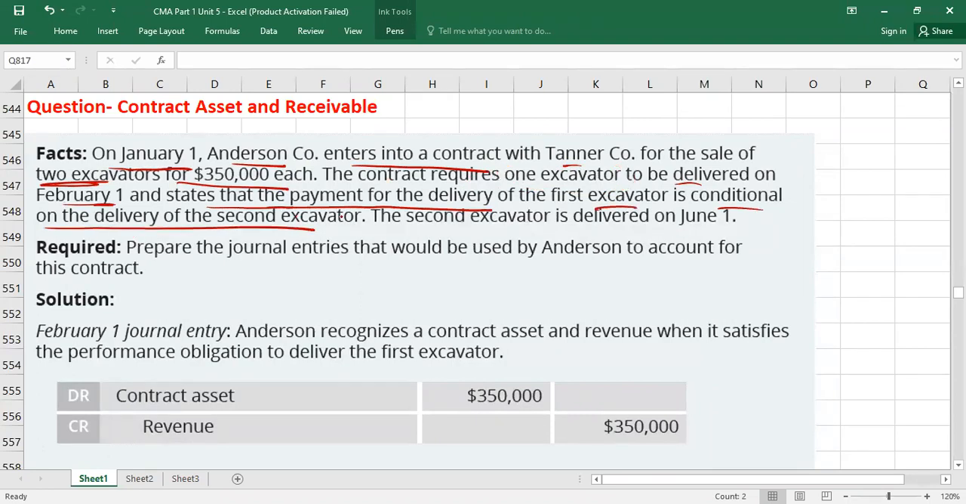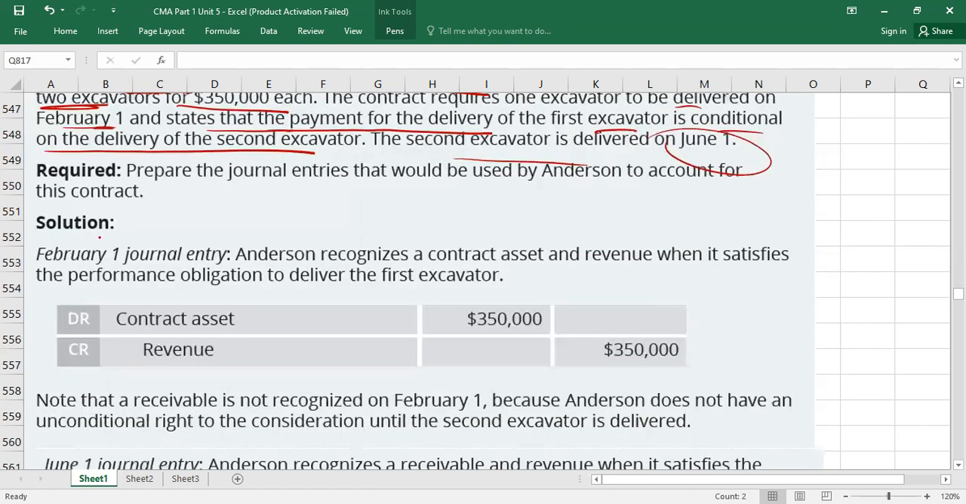It means it's a conditional right now. The second excavator is delivered on June 1. Now guys, dates are in front of you. What will I do on February 1, once the first excavator is delivered? I didn't get any payment. I will debit here which asset? Contract asset, not receivable. Why not? Because it is conditional. Payment is conditional on the delivery of the second excavator. Even though receivable is also an asset, I have to use contract asset, not a receivable.